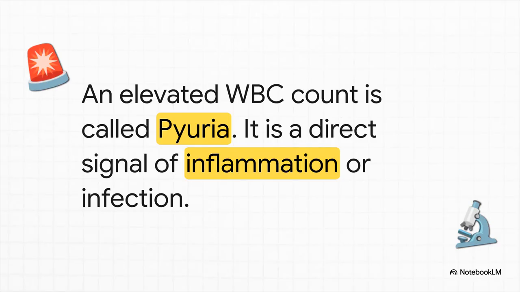And here is a critical term for your boards. You've got to know this one, pyuria. If you see more than 5 WBCs, it means the body is fighting something. We're talking inflammation or infection. Seriously, alarm bells should be going off in your head. This isn't just some random finding. It's a direct signal that there is a problem.